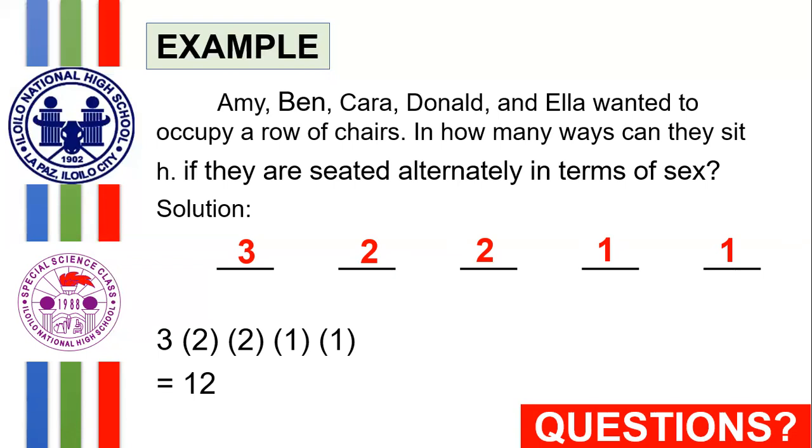Okay? So in this case, you could also, if you want to, 3, 2, 1, that's 3 factorial. 2 times 1 is 2 factorial. So you could also have 3 factorial times 2 factorial, which is 6 times 2 or 12. So you see, it's still the same thing.